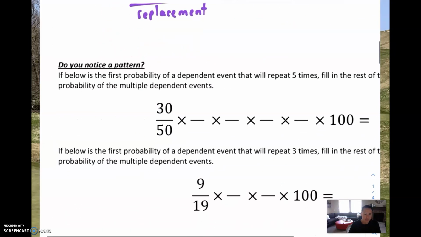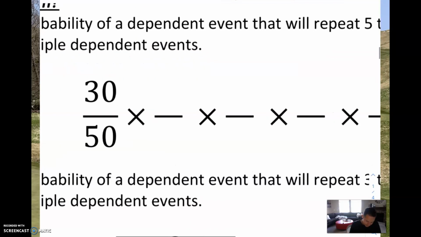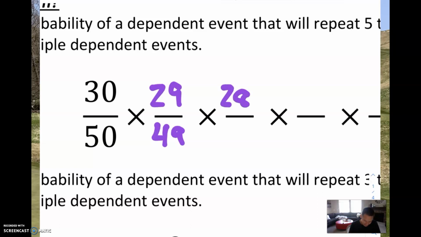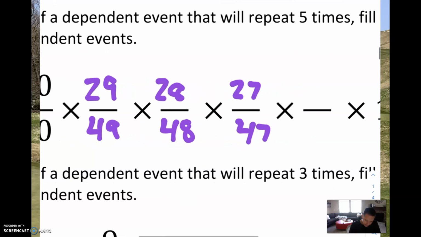So hopefully you notice a pattern. Below is the first probability. Pretend the probability of something happening was 30 out of 50, but now you take it away. How many are left? Well, 29 out of 49. Now you take that one away. How many are going to be left? 28 out of 48. And hopefully you're noticing a pattern. Everything just goes down by 1 each time.